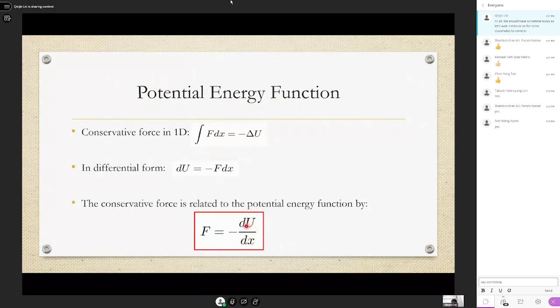This means that if you have a graph plotting potential energy and you differentiate that, you are going to get the force. This is how force is related to the potential energy.